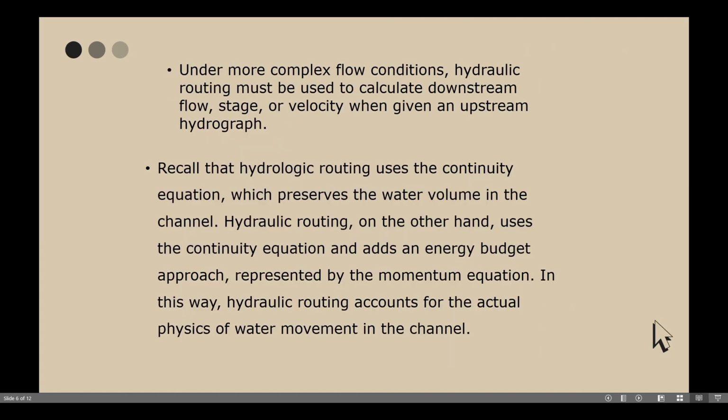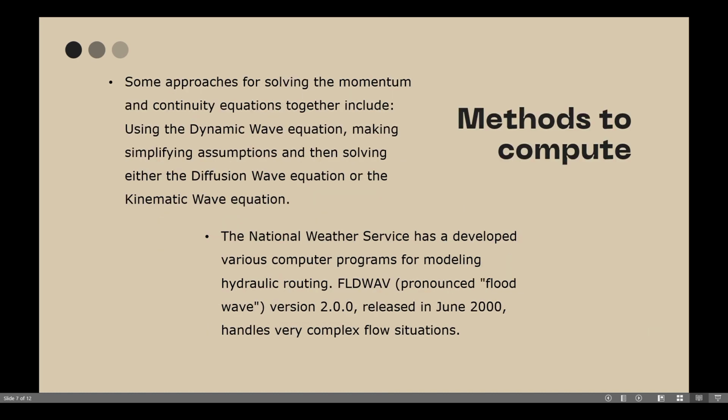Under more complex flow conditions, hydraulic routing must be used to calculate downstream flow, stage, or velocity when given an upstream hydrograph. Recall that hydrologic routing uses the continuity equation, which preserves the water volume in the channel. Hydraulic routing, on the other hand, uses the continuity equation and adds an energy budget approach, represented by the momentum equation. In this way, hydraulic routing accounts for the actual physics of water movement in the channel.